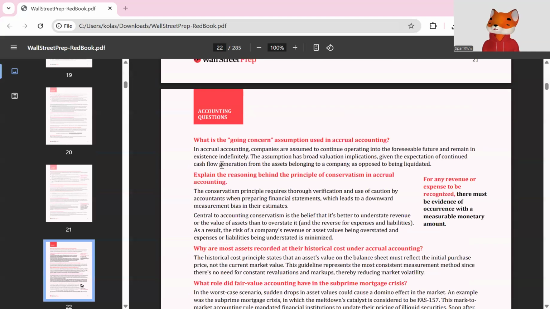So, what is the going concern assumption used in accrual accounting? In accrual accounting, companies are assumed to continue operating into the foreseeable future and remain in existence indefinitely. The assumption has broad valuation implications given the expectation of continued cash flow generation from the assets belonging to a company as opposed to being liquidated.